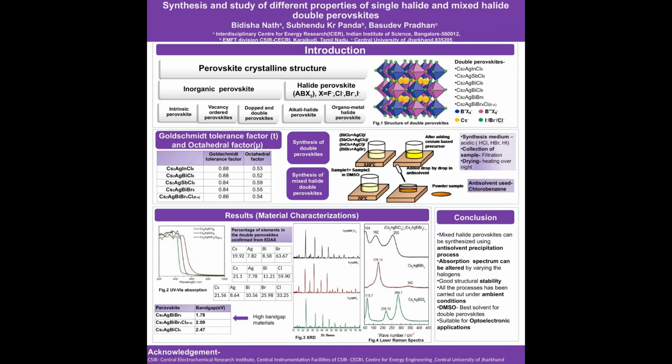The absorption spectrum can be altered using halogens. All the materials have very good structural stability. DMSO is a very good solvent for the double perovskites. These are actually suitable for optoelectronic applications.